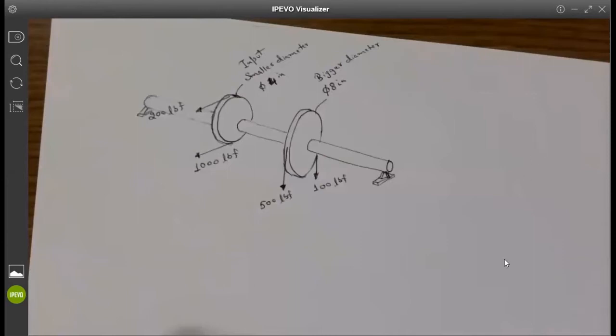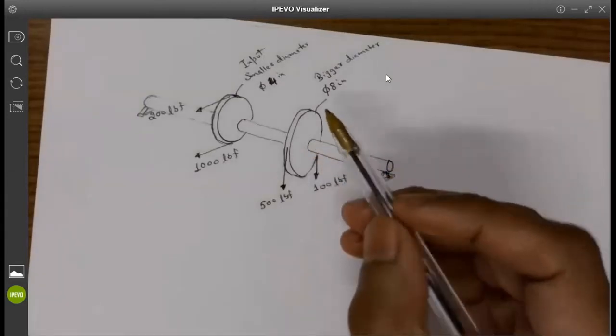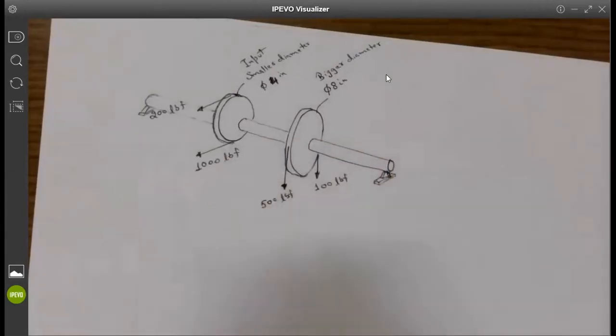Clockwise. And why do you think so? The bigger force on the bottom is gonna counteract the top force. I'm sorry, come again. The force on the bottom is gonna make it turn clockwise. The 1,000 pounds. Yeah.